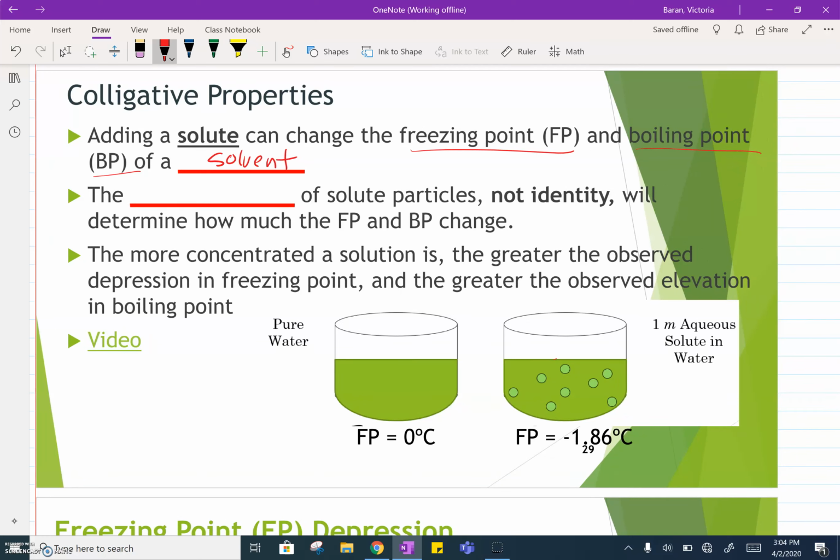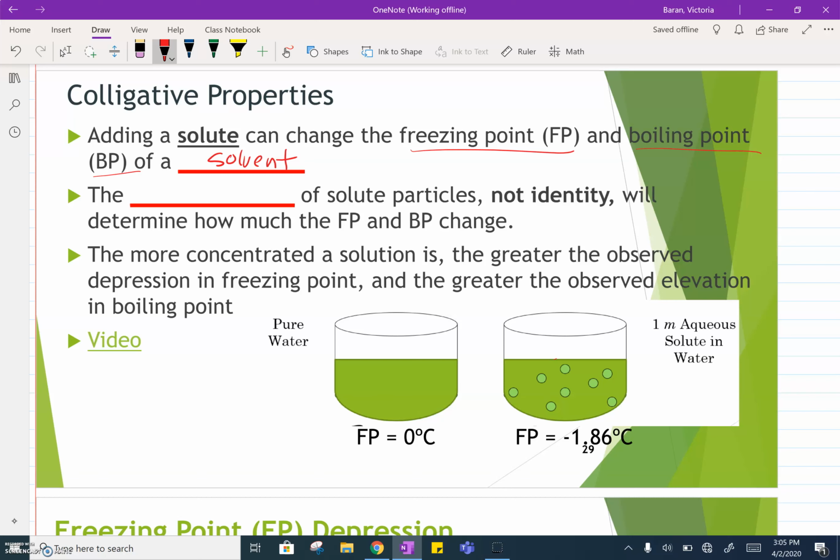Now, for those two examples, let's say we have KI or NaOH, and you add that to the water. That would actually change the freezing point and boiling point of the water. When you add a solute to a solvent, the freezing point will actually decrease. We call this freezing point depression. And the boiling point will actually increase. We call this boiling point elevation.